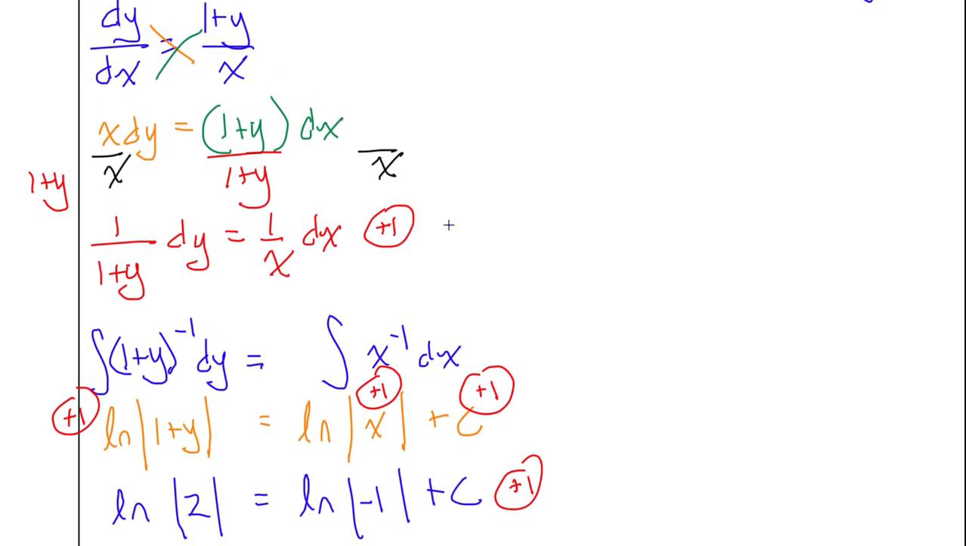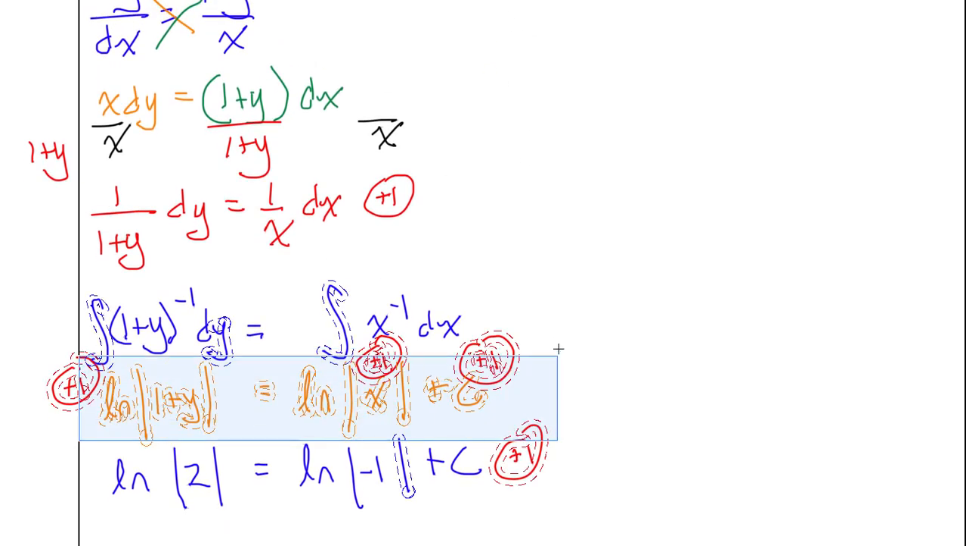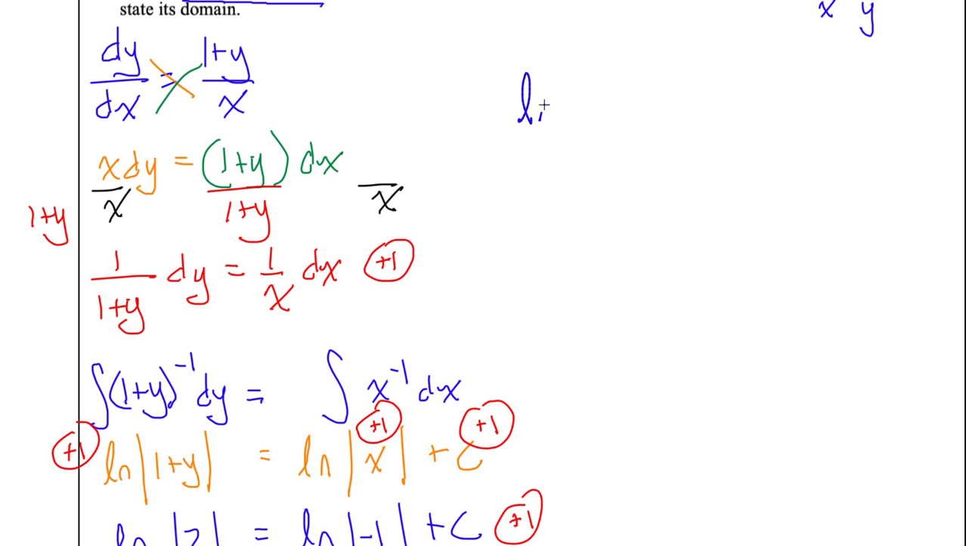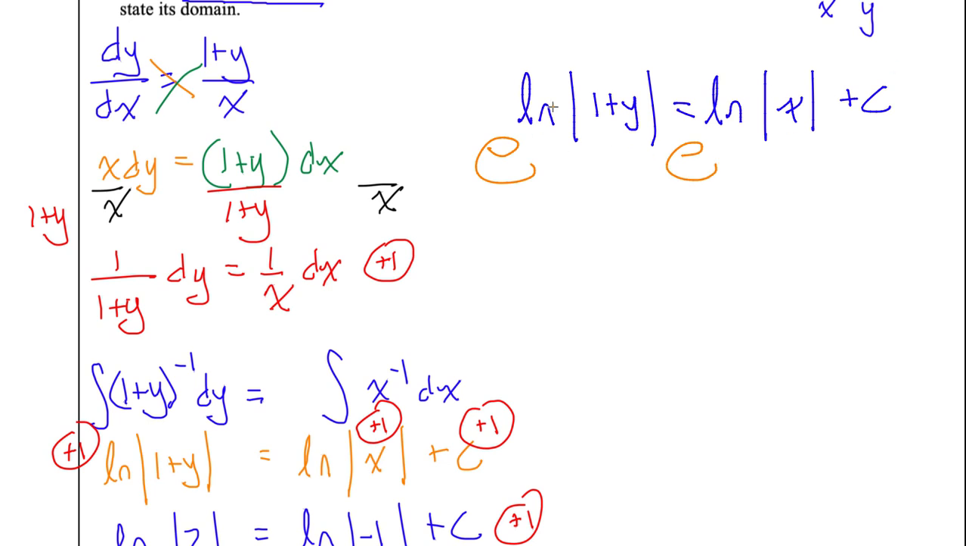So if I have the equation, I'm just going to write it again. This is going to be natural log of absolute value of 1 plus y, equal to natural log of absolute value of x plus c. If you exponentiate both sides, then I get e to the power of this is equal to e to the power of this, and that cancels out. I'm now left with absolute value of 1 plus y is equal to e to the power of natural log of absolute value of x, times e to the power of c.